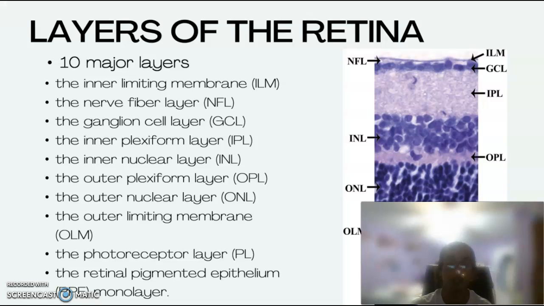The ninth layer, the photoreceptor layer, contains tightly stacked cones and rods, forming a palisading layer of photoreceptors. And the 10th layer results from tight junctional complexes between the retinal pigmented epithelium monolayer cells, forming a continuous retinal pigmented epithelium monolayer. And there's also the choroid at the end, which is a highly vascularized layer that supplies nutrients and oxygen to the retina.